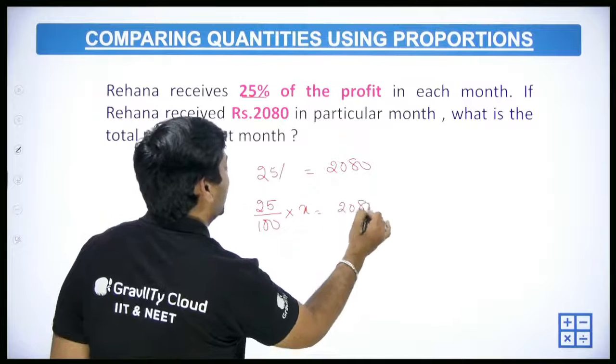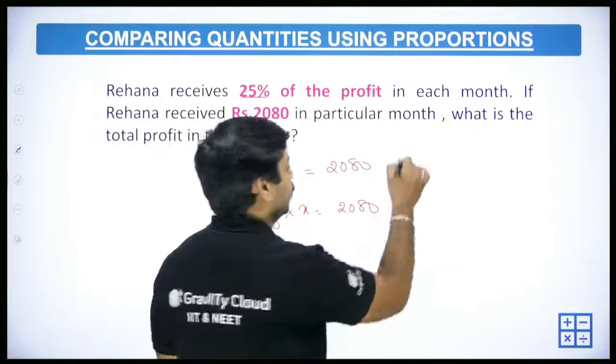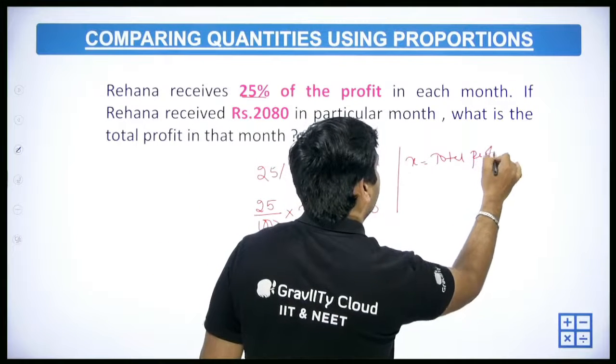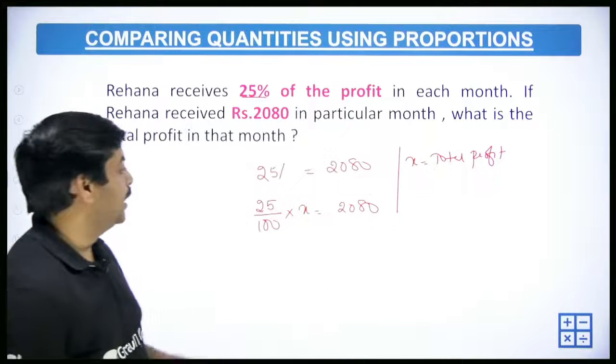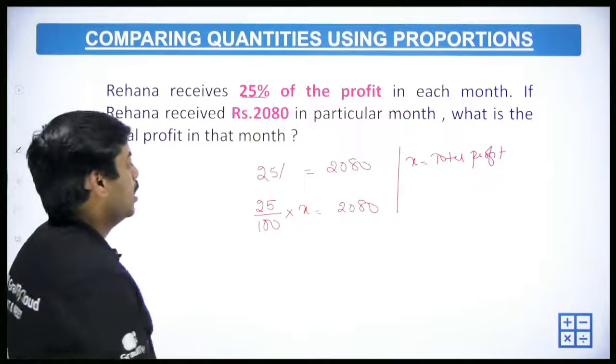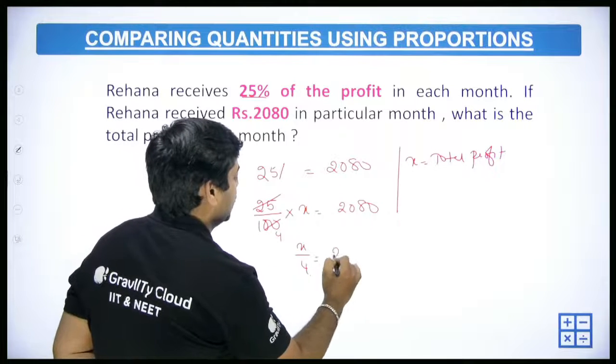What is that x? That is the total amount, the total profit. x is the total profit. 25% of the total profit is equal to 2080, right? So 25 ones are 25, 25 fours are 100, so x by 4 is equal to 2080.